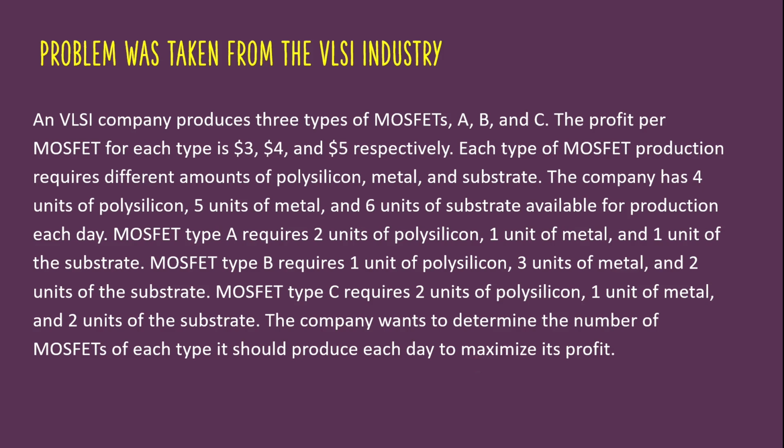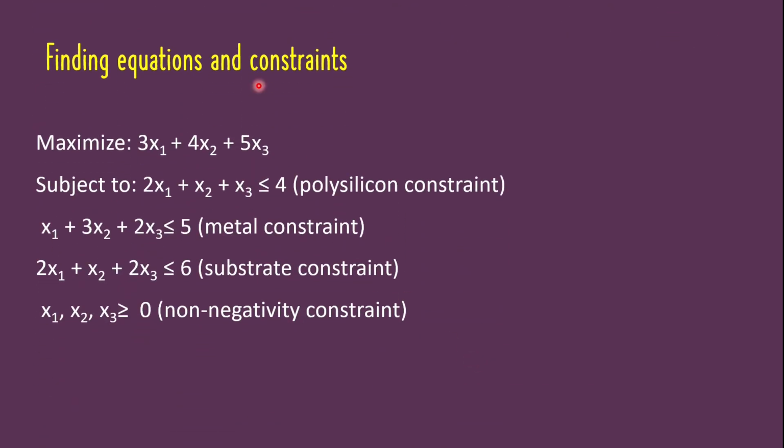Our first step is to find the equations and constraints. From the question we can find the objective equation as 3x1 plus 4x2 plus 5x3. Here x1 is the number of MOSFETs of type A produced, x2 is the number of MOSFETs of type B, and x3 is the number of MOSFETs of type C. Subject to the constraints: the polysilicon constraint, metal constraint, and substrate constraint.